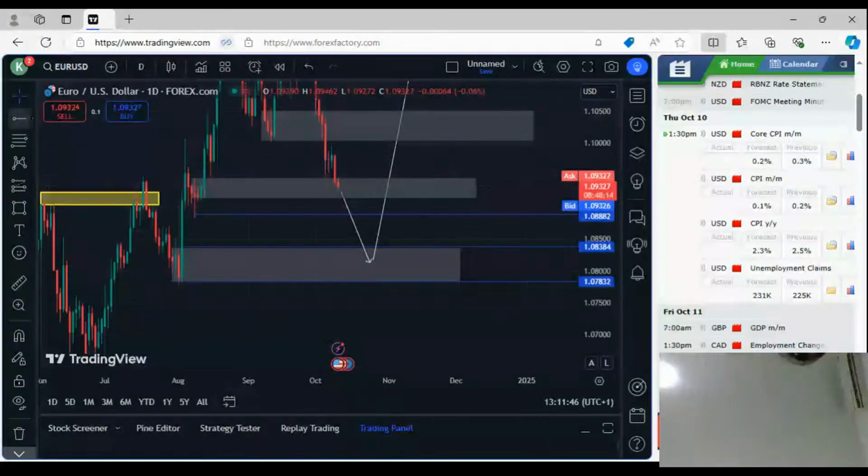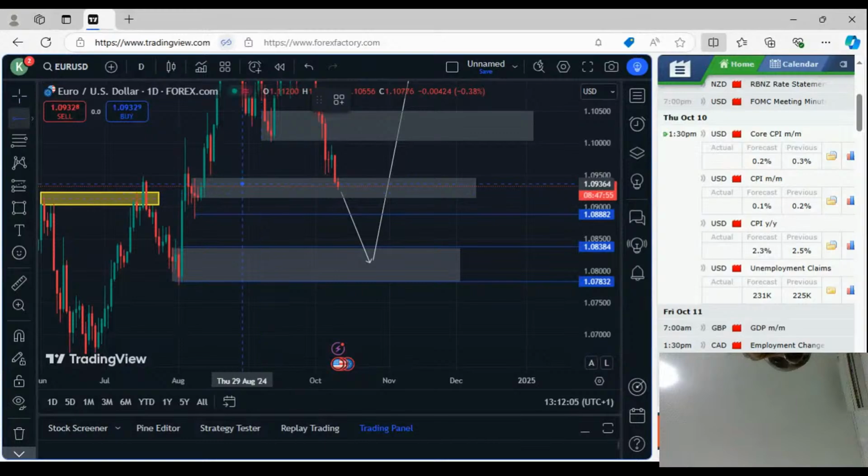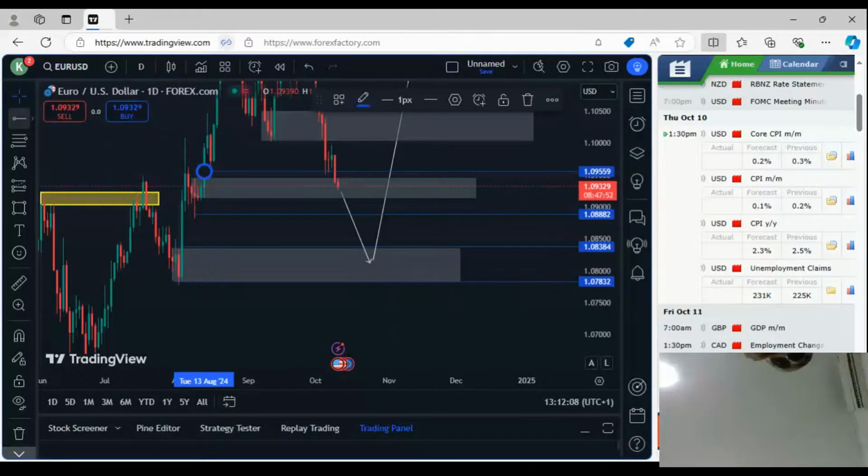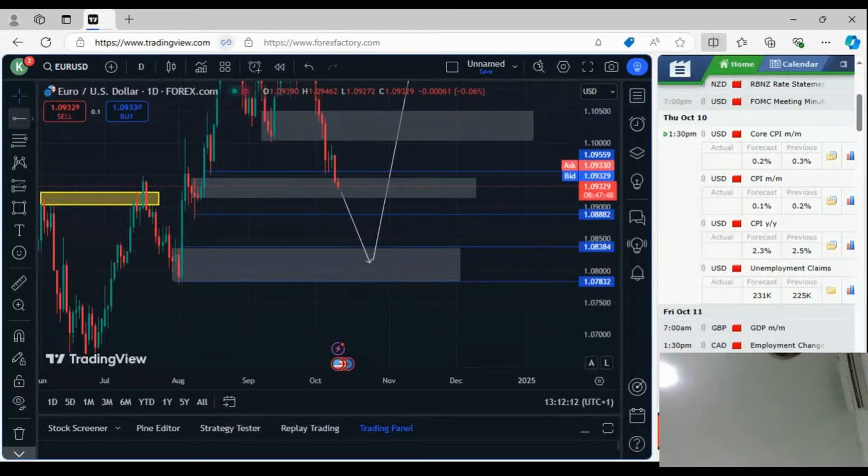Our stop loss at 1.07832. First take profit at 1.09555. All right, I repeat again.